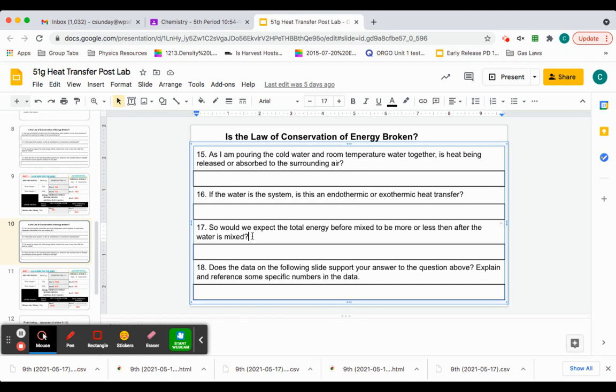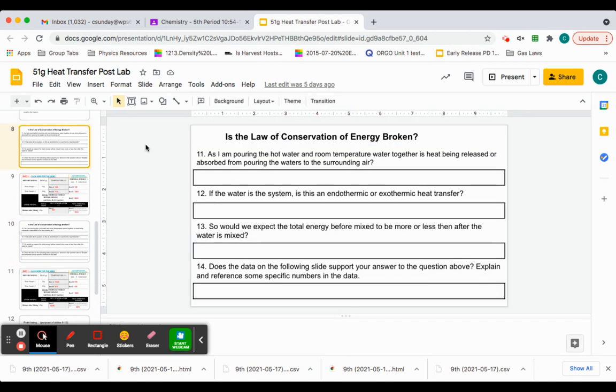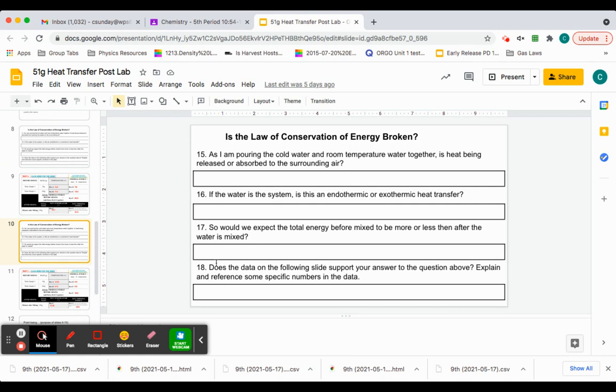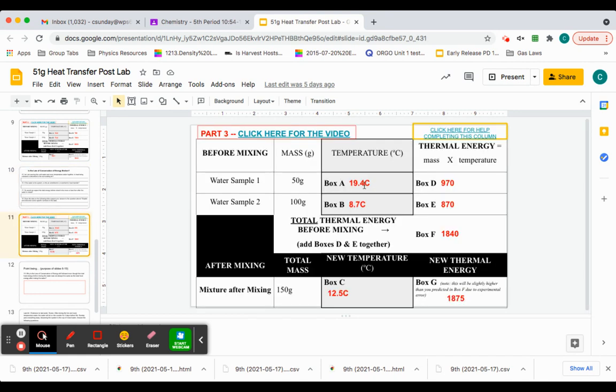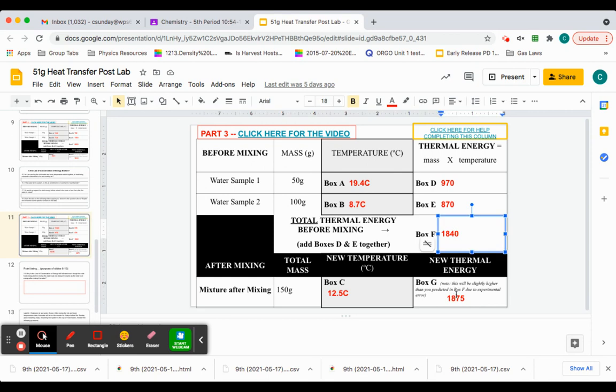And then question 17 is so would we expect the total energy before mix to be more or less than after the water is mixed? So very similar again to the set of questions on slide 8, and 18 is the same. Does the data on the following slide support your answer to the question above? So be referencing the numbers in box F and box G. Notice these water samples, it is a room temperature one and a cold one. So that does go along with the scenario that we have going on in slide 10.